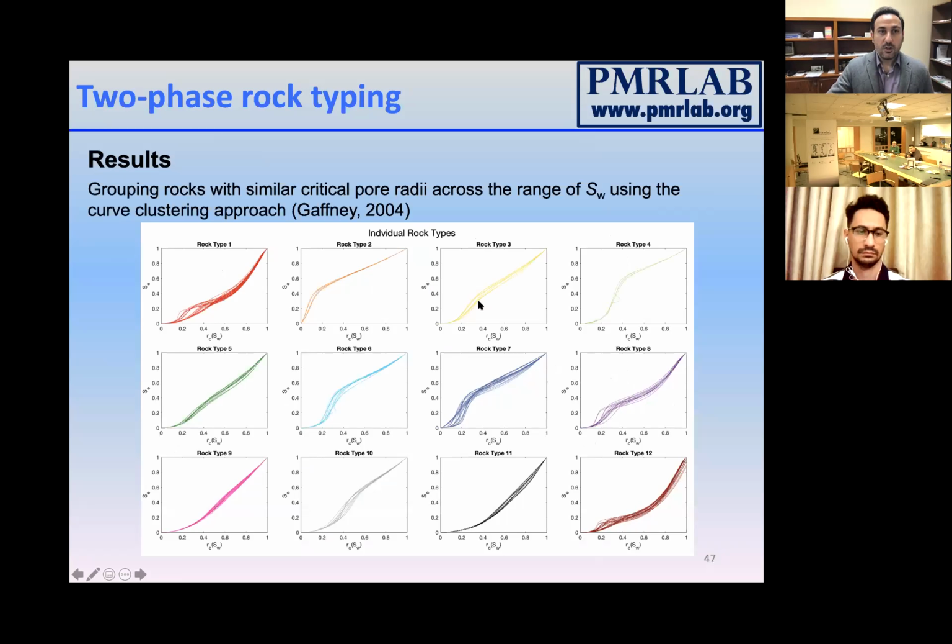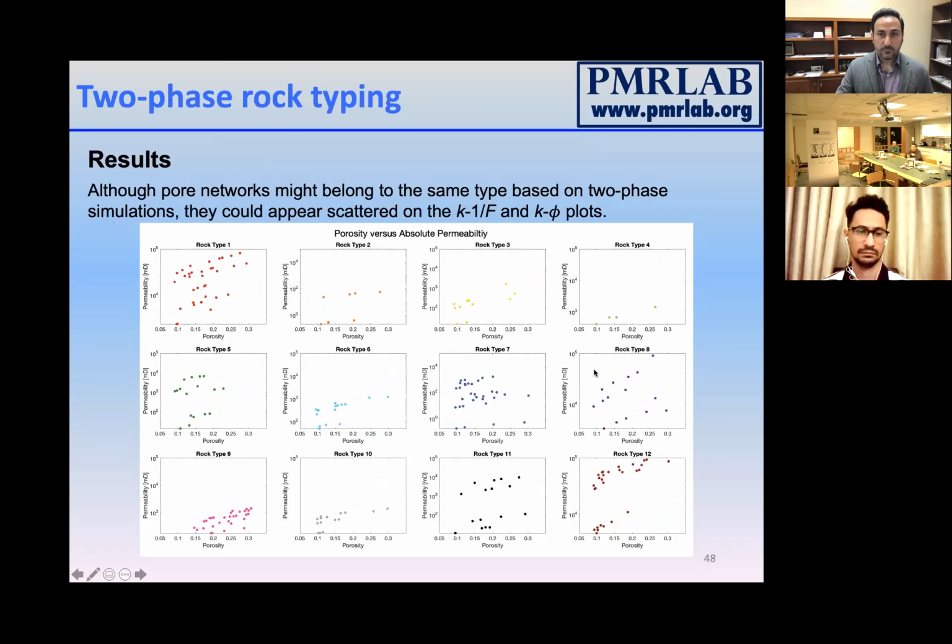To do so, we use the curve clustering approach proposed by Gaffney in his PhD dissertation back in 2004. And we came up with 12 different rock types. Again, what you see is effective saturation versus scaled critical pore radius. Again, wrong labels here. They have to be divided by RC at SW equals 1 to be ranged between 0 and 1. And based on this curve clustering approach, we classify them into 12 different cases.